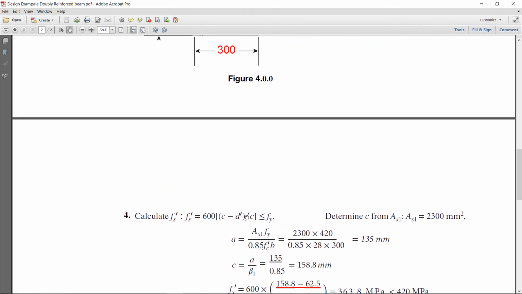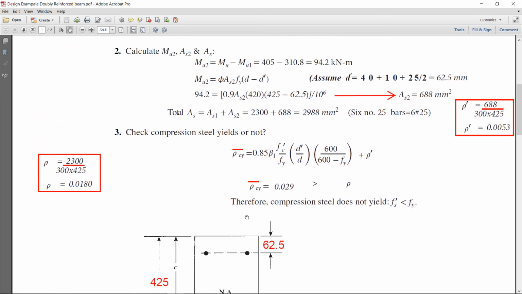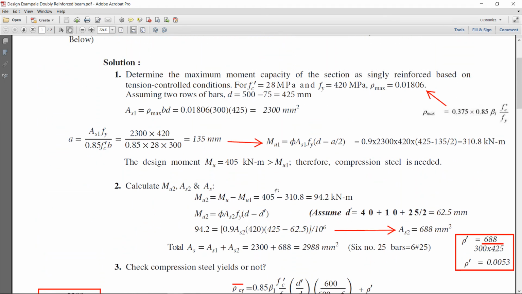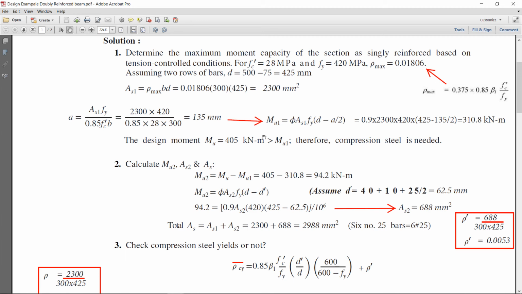I will just brief this example. In this example, we have first assumed this section as a singly reinforced beam, and depending upon that we have calculated the area of steel, and from the area of steel I have calculated the moment Mu1, meaning T1. Then, how much is needed for the compression steel, that I have found by subtracting Mu1 from the total moment, so that moment should be resisted by the compression steel, and this steel is also provided in the bottom to make the extra couple.